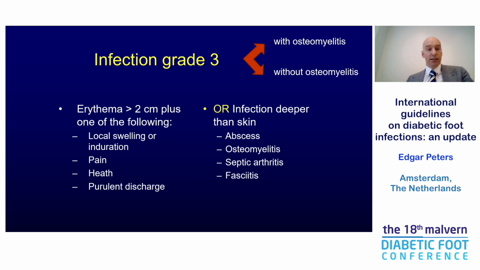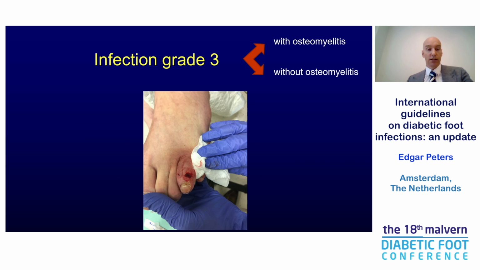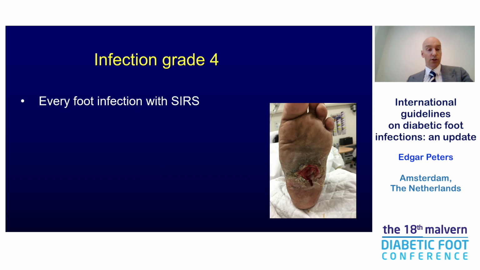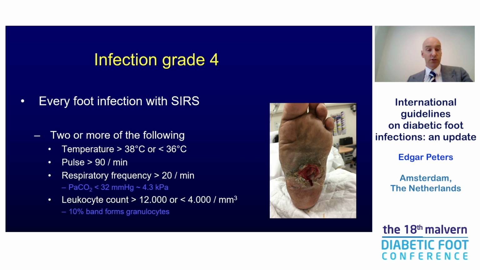And in the last update, we divided that group up into those with osteomyelitis and those without osteomyelitis, because we feel that patients with osteomyelitis need a different approach and probably have different outcomes than those without osteomyelitis. Here is an example of toe osteomyelitis. And then infection grade 4 is every person with sepsis, systemic inflammatory response syndrome combined with a foot infection, and SIRS is then defined as fever, low temperature, pulse, tachypnea, tachycardia, leukocytosis, leukopenia. And again, those persons were then divided into those with osteomyelitis and without osteomyelitis.